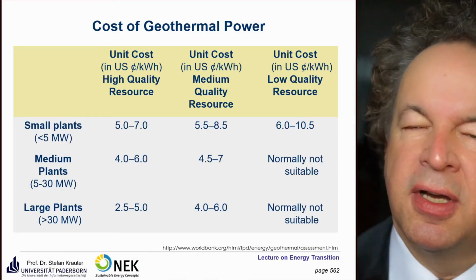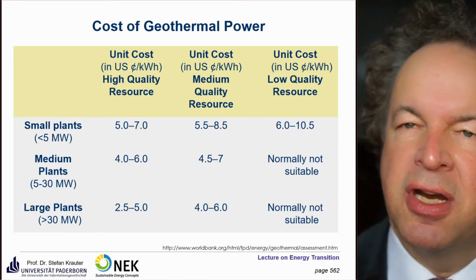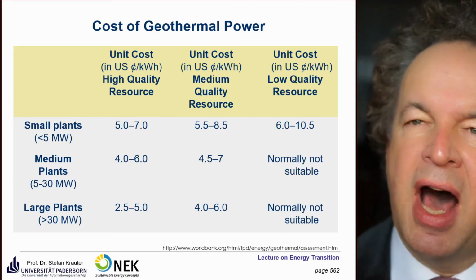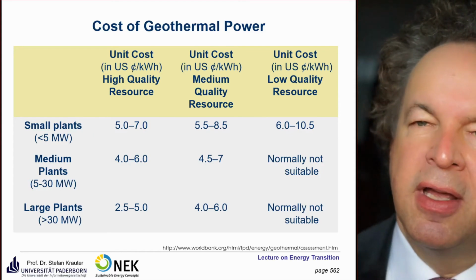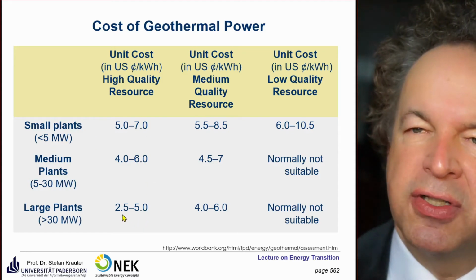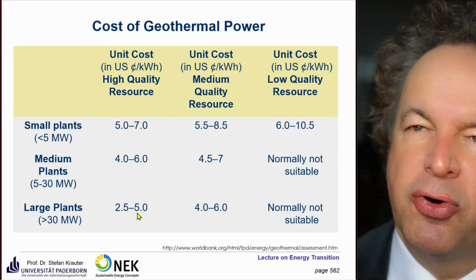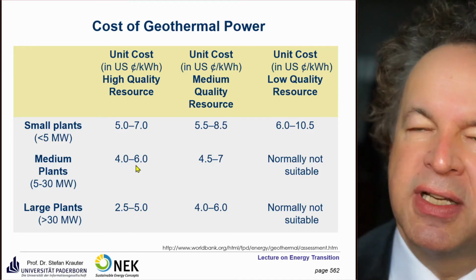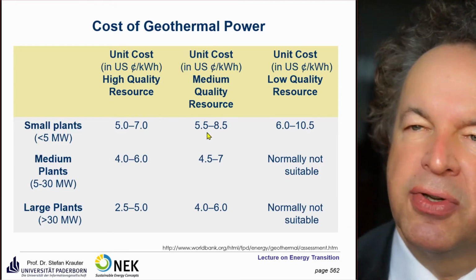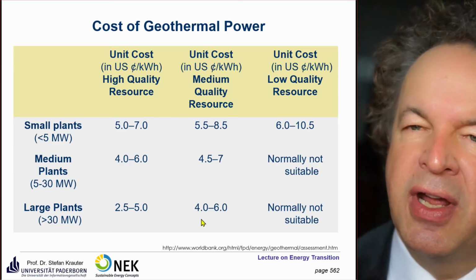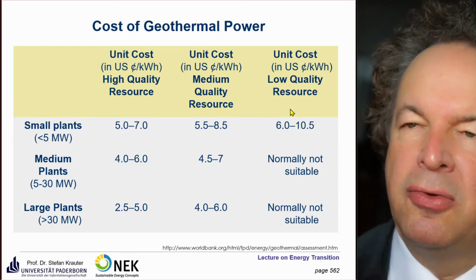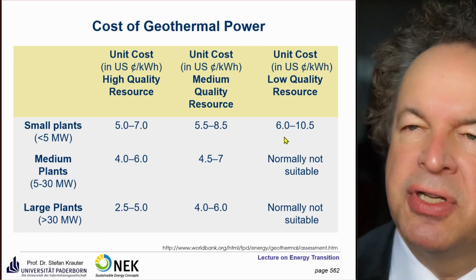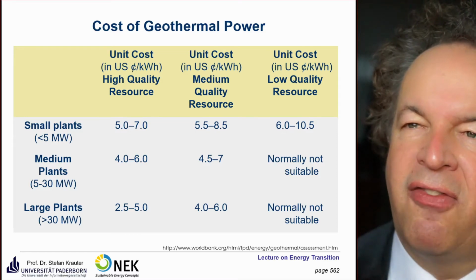The cost per kilowatt hour of electricity generated for small plants with a high quality resource is between 5 and 7 cents per kilowatt hour. If you have a large plant, you may halve this cost down to 2.5 cents per kilowatt hour. For medium plants, it's 4 to 6 cents per kilowatt hour. If you have only a medium quality resource, costs increase, so even at large plants they will go up to 4 to 6 cents per kilowatt hour. And a low quality resource may only support small local plants, which can offer electricity in the vicinity of 6 to 10.5 cents per kilowatt hour.